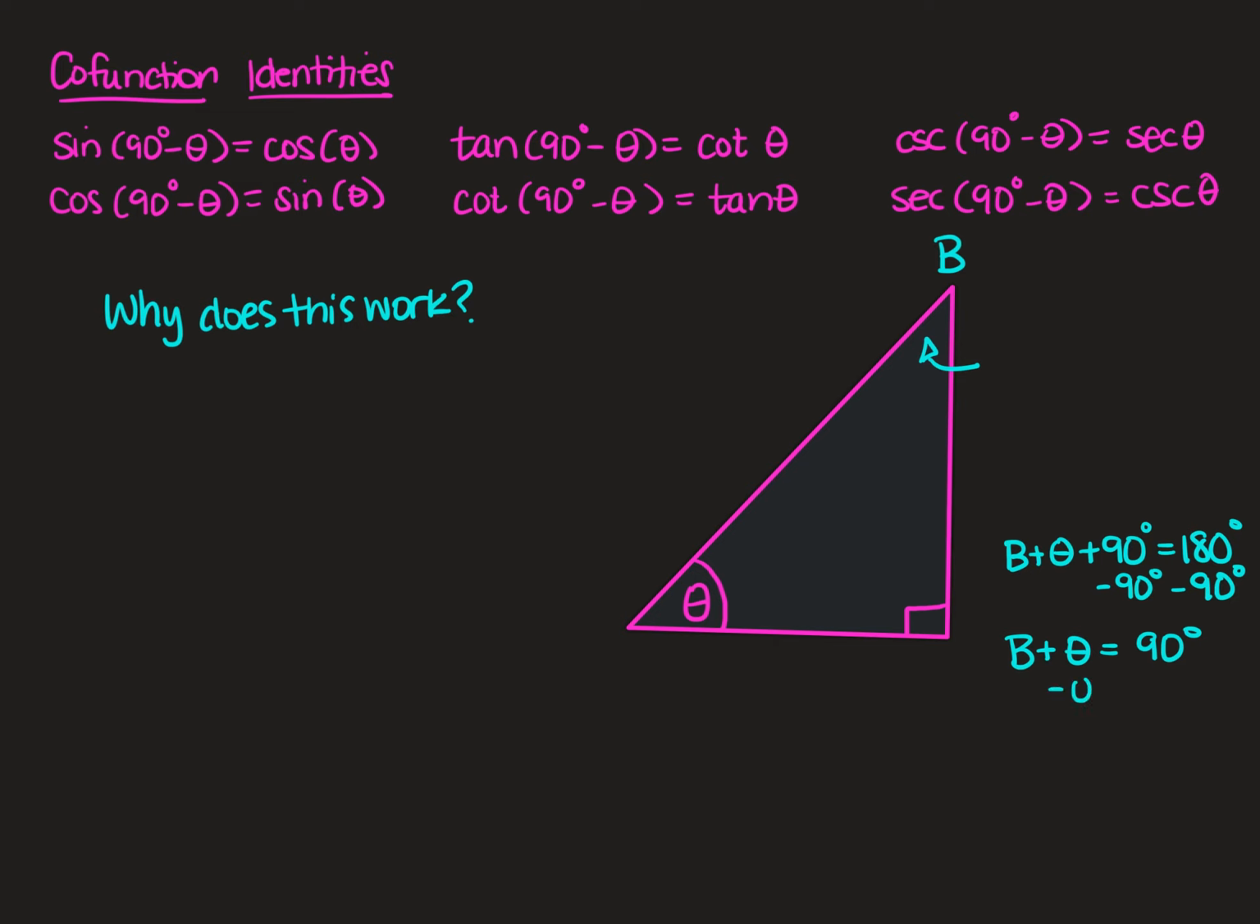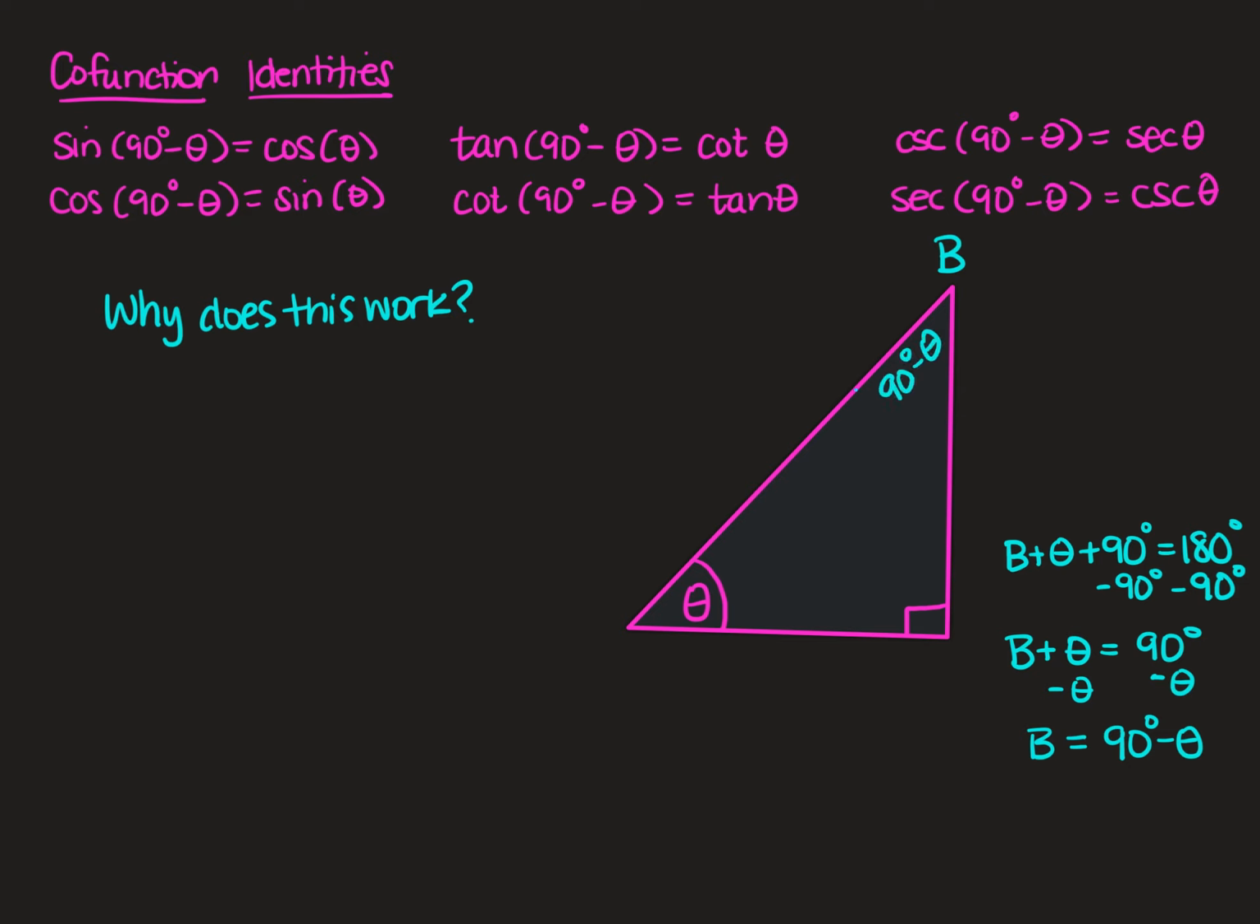What if I just want to know what B is? Well, I could subtract theta from both sides. And what I get is B is 90 minus theta. So instead of calling it B, I'm going to call it 90 minus theta. So this angle right here is 90 minus theta.